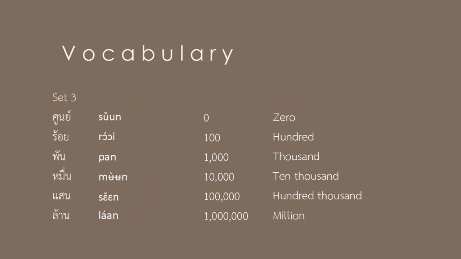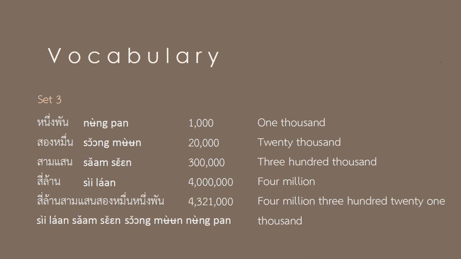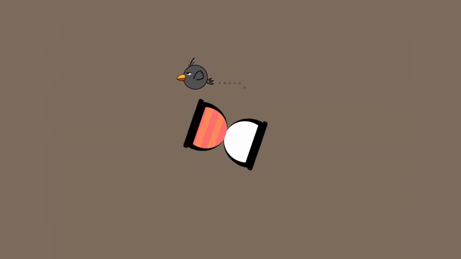And now, let's move on to the last set. 0, 100, 1,000, 10,000, 100,000, million, 20,000, 300,000, 4,000,000, 4,321,000. Now it's your turn. First listen and then repeat.